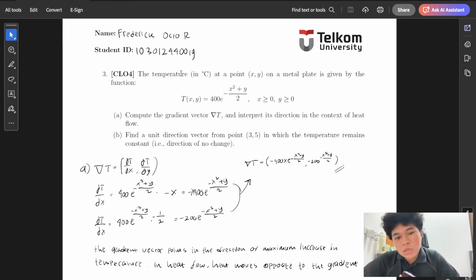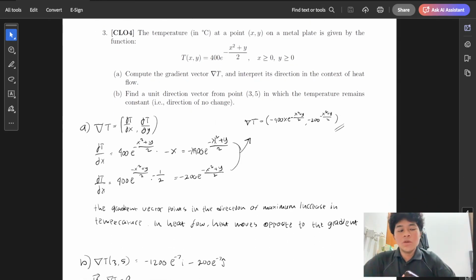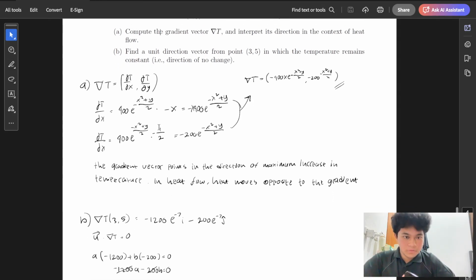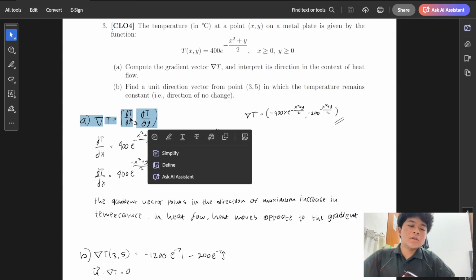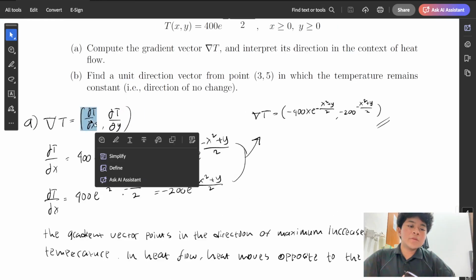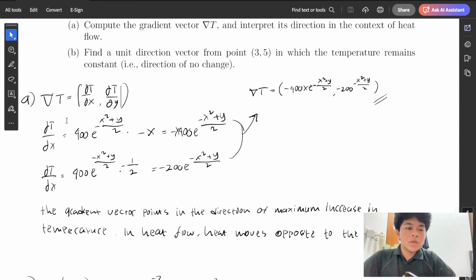The temperature in Celsius at the point x, y on a metal plate is given by this function. Compute the gradient vector and also find the unit direction vector. Oh yeah, we have to find the unit vector. Okay, we know that the gradient vector has a formula like this: dT with respect to x and dT with respect to y for the second point.